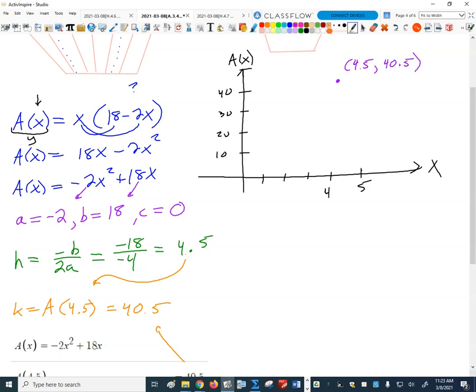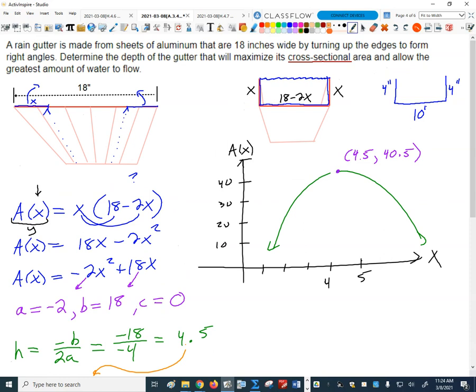Does this parabola open up or down? Give me a U or a D in chat, please. Should hear from everybody. Okay, yeah, A is negative, so you know it opens down. So we got it, right? We know. We're trying to find a maximum for volume, right? Well, maximum for cross-sectional area, so we can maximize the water flow.